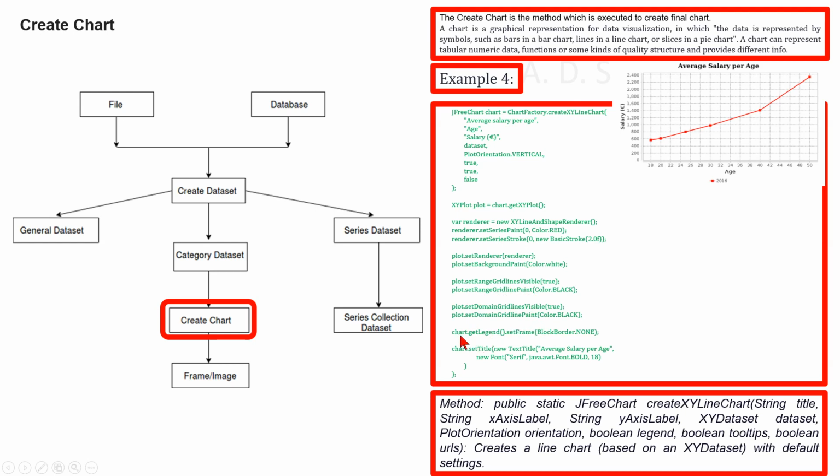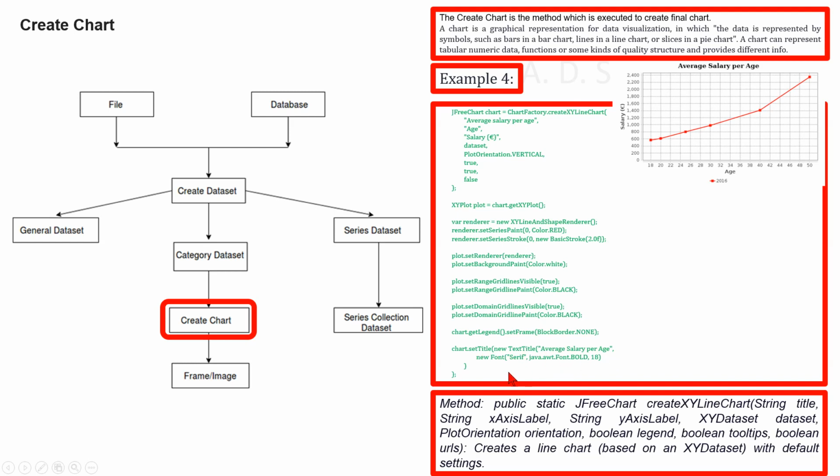Here the method getLegend returns the legend for the chart if there is one. Note that the chart can have more than one legend. This method returns the first. Here setFrame sets the frame or border, and you can see the chart title here.